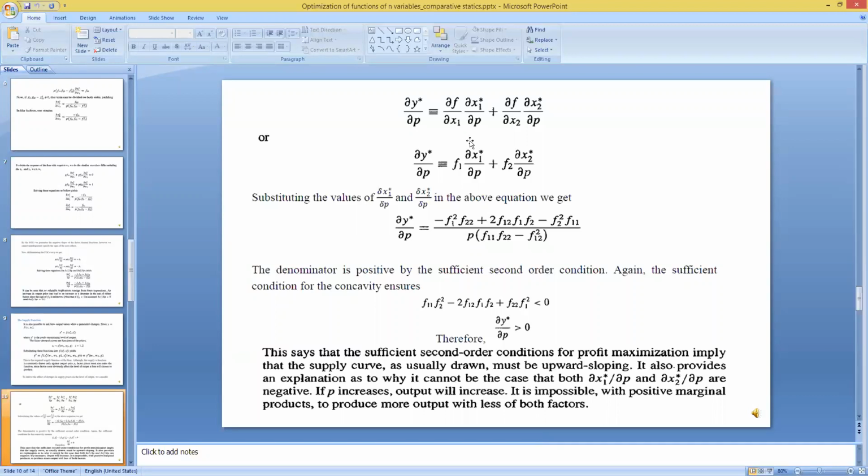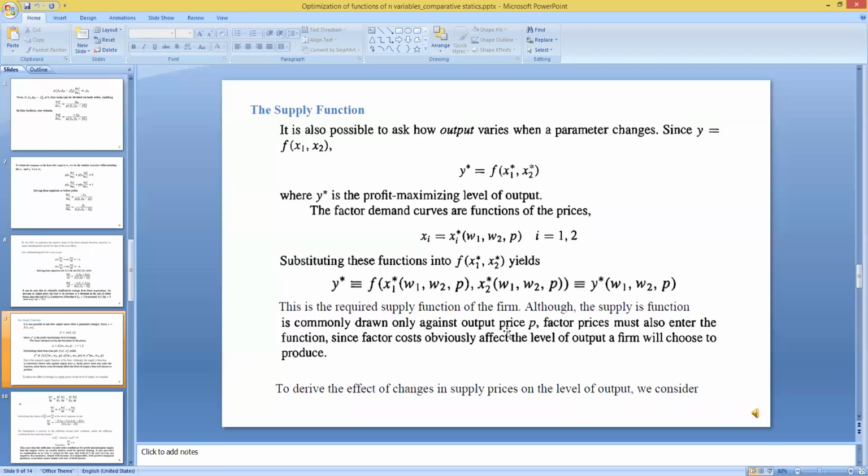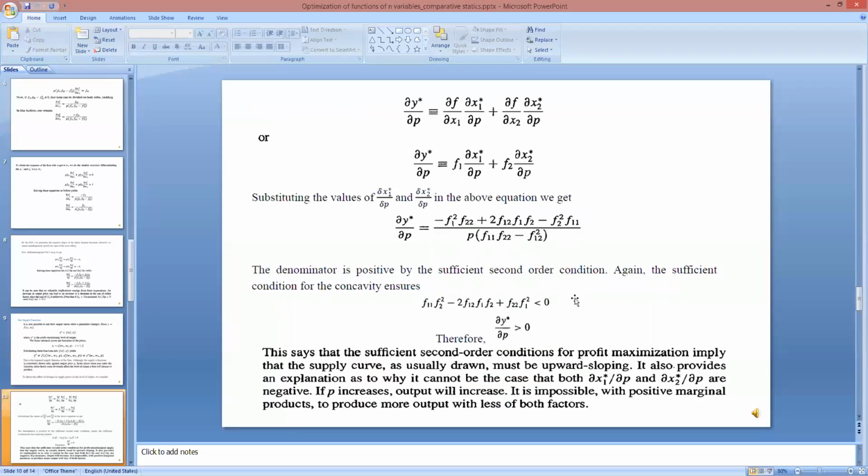So if I consider del y star by del p, if we look at the expression, y is a function of x1 star, which is a function of p, and x2 star, which is a function of p. So using the chain rule, we will get the derivative as del f by del x1 into del x1 star by del p plus del f by del x2 into del x2 star by del p. So we are getting this.